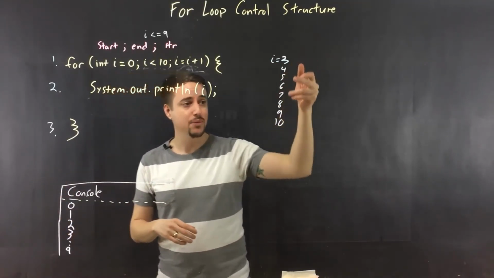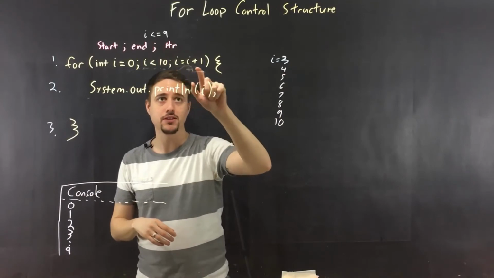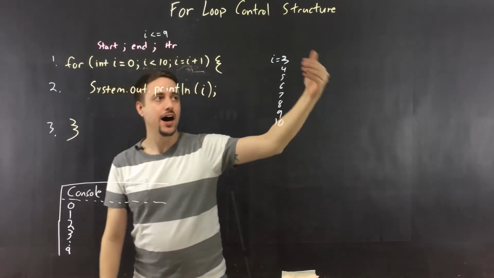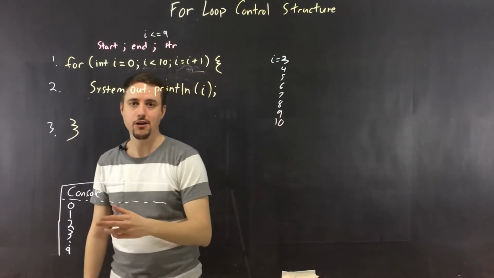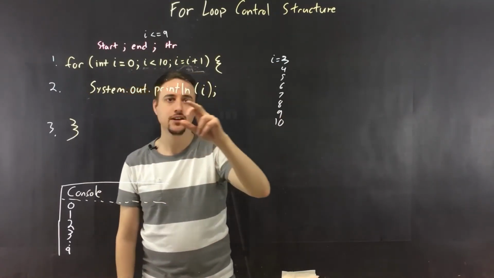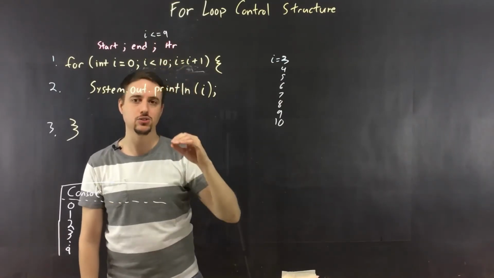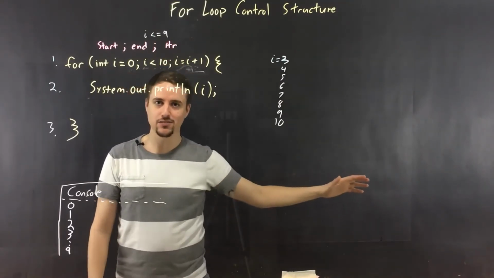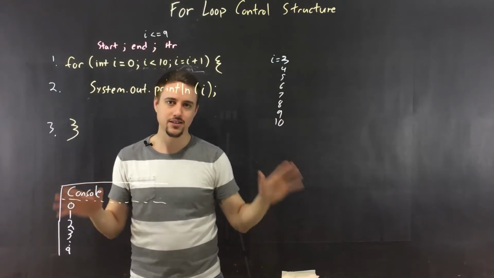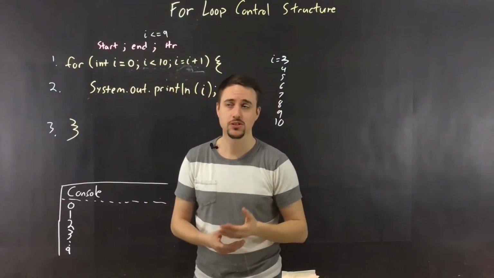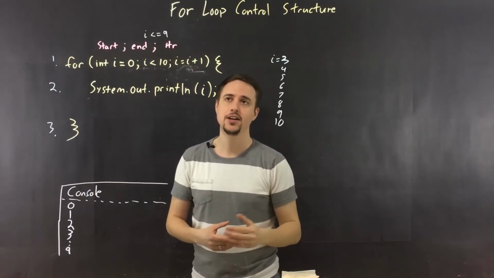Cool, so even though i became 10 at some point because we incremented it, 10 is not less than 10, so it exited. i did go up to 10, but it never got outputted as 10 because it never hit the System.out.println again, because 10 is not less than 10, so it evaluated false and exits the for loop. Done and done. So that is an example of how for loops function inside of Java.